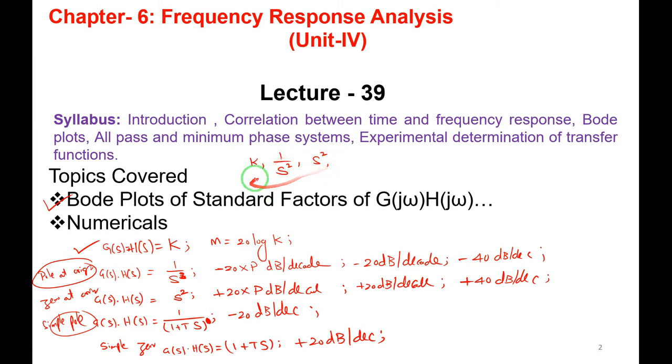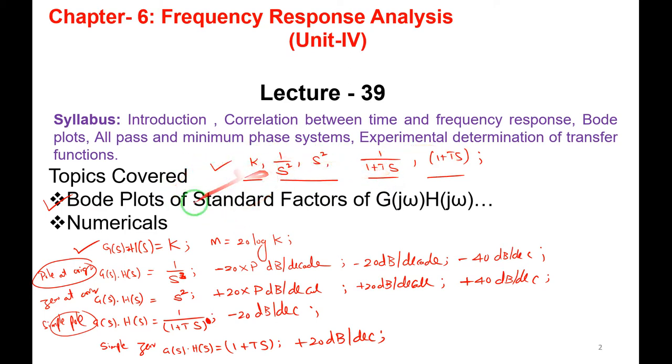This is one factor, right? Poles and zeros lying at the origin. This is another factor. The next, simple poles, 1 divided by 1 plus ts. This is a simple pole, and 1 plus ts is a simple zero, right? These are the factors that we have come across, and we have seen the magnitude plot and phase plot for all the standard factors.